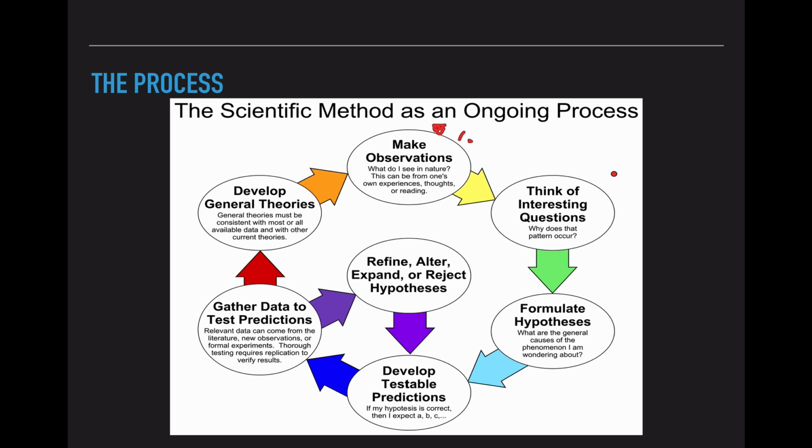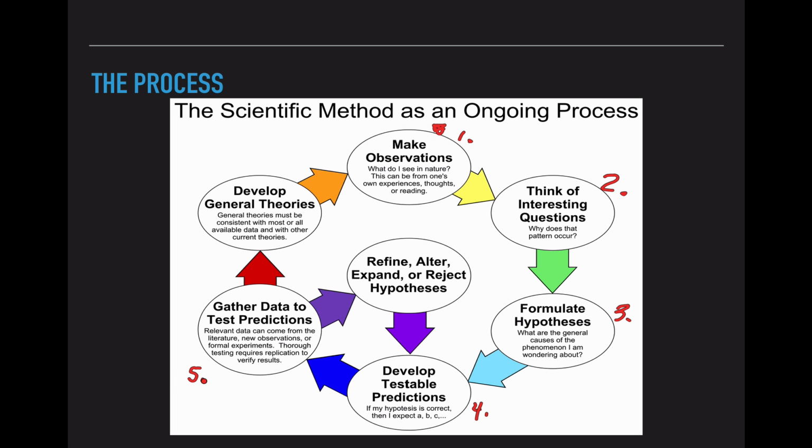The second thing, think of an interesting question. Why does that pattern or that idea happen? Can I think of a theory or a question that would support or tell me why that item occurs? 3, formulate your hypothesis. What are the general causes? What do you think makes it happen? 4, develop a testable prediction, so make a testable statement.